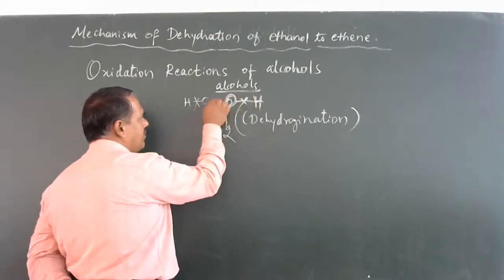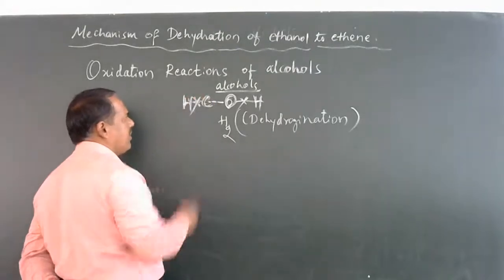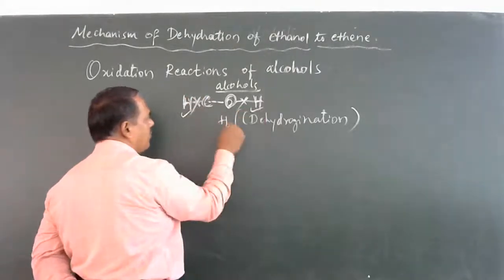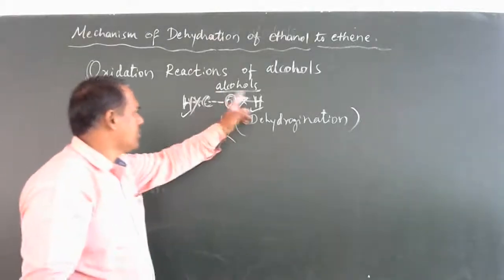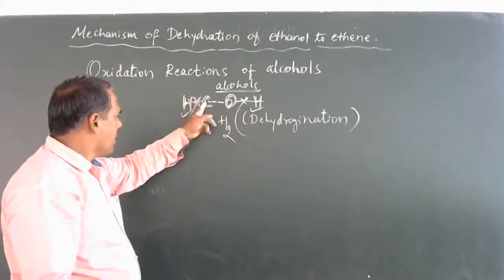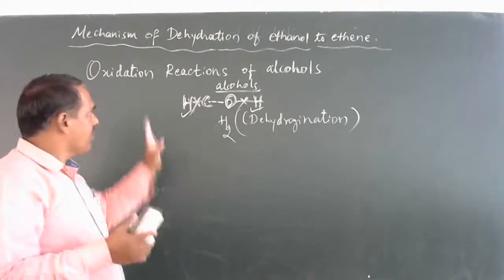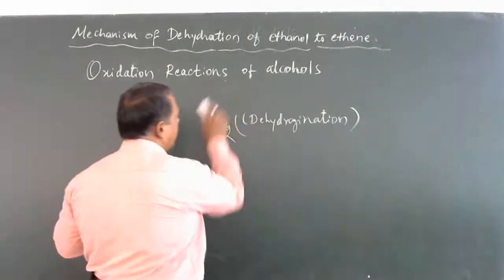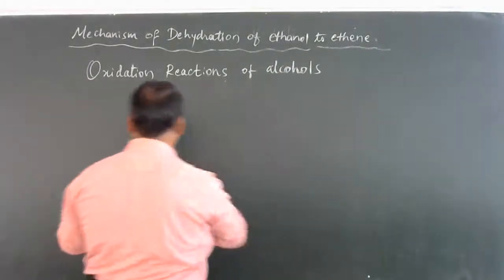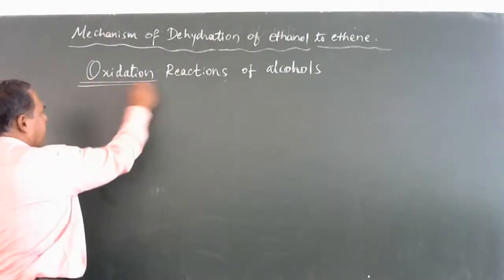And oxygen to hydrogen bond, and carbon to another hydrogen bond. So here, two hydrogen atoms are removed, and the cleavage of the oxygen-hydrogen bond and the carbon-hydrogen bond takes place. This type of reaction is called an oxidation reaction. This is the basic thing you have to remember about oxidation reactions of alcohols.